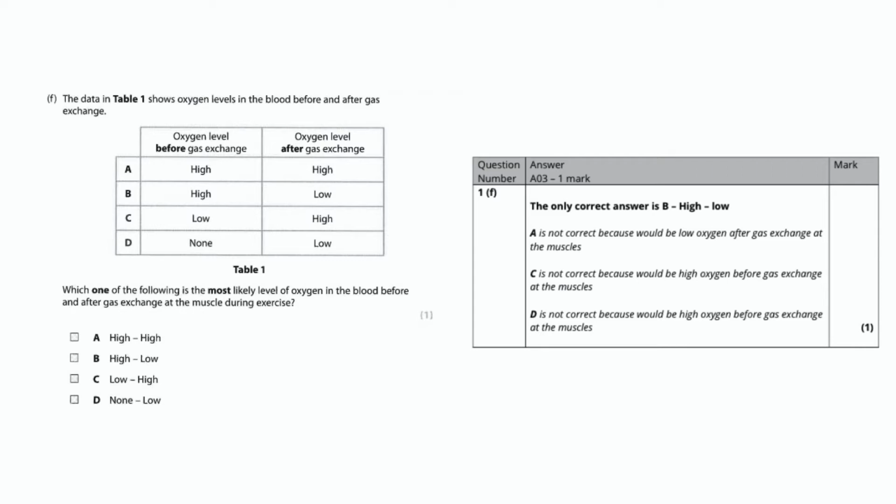So it's a little bit of a wordy question, and the key word there is at the muscle. So if we were talking about the lungs, it might be a different answer, but at the muscle before gas exchange takes place, there's going to be a high level of oxygen in the blood, and then after gas exchange takes place, there's going to be a low level of oxygen in the blood because the diffusion has taken place. So the answer would be B, high to low.